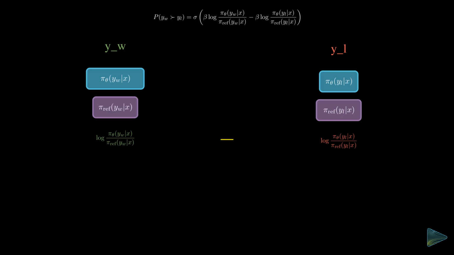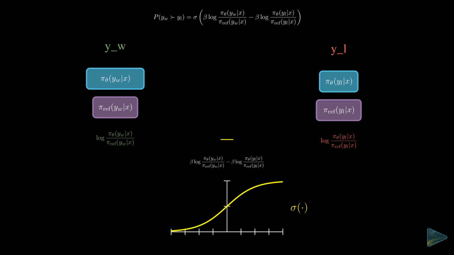Let's break this down. For y_w, we compute the log ratio of the learned policy to the reference policy. For y_l, we compute the same log ratio. We subtract the y_l term from the y_w term. Finally, we pass this difference through the sigmoid function to get a probability between 0 and 1.